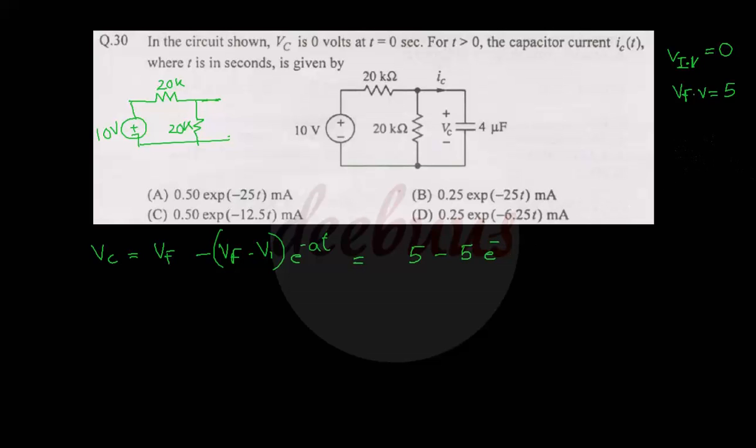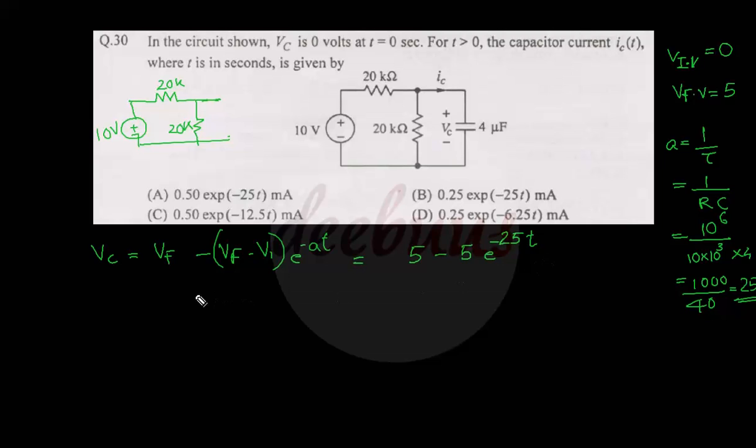Now we have to evaluate what A is. A equal to 1 by the time constant. Here it is an RC circuit, so 1 by RC. R turns out to be 20K parallel 20K. For evaluation of R, we have to deactivate the voltage source, that means it has to be short circuited. Now the resistance turns out to be 20K parallel 20K, that is 10K, 10 into 10 raised to 3, into capacitance. Capacitance is 4 into 10 raised to minus 6. So simplifying, 10 raised to 3, or 1000, divided by 40. 1000 divided by 40 is 25. Now we can substitute A, that is 25t.